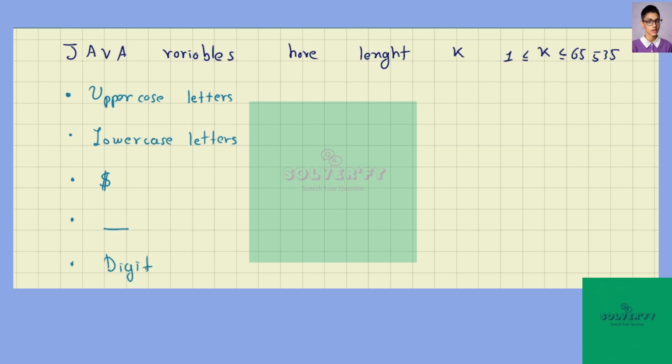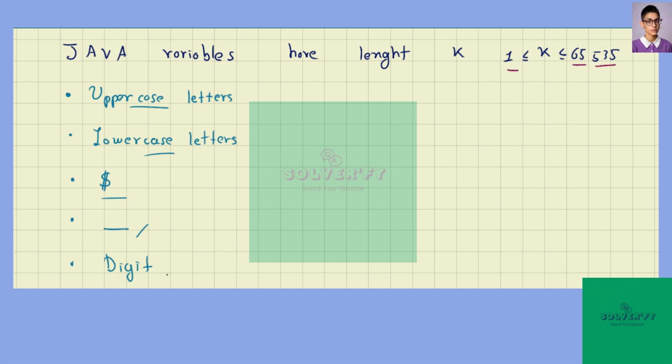Okay, so for this exercise, we need to consider the variables that are involved in the Java language. The point is that the Java language accepts variables that have length between 1 and 65,535. Okay, so really big strings of characters. And these variables can have uppercase letters, lowercase letters, the dollar symbol, the underscore symbol, and the digits. So we need to count how many possibilities for variables we have in Java.